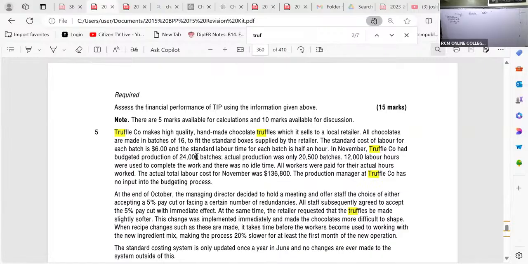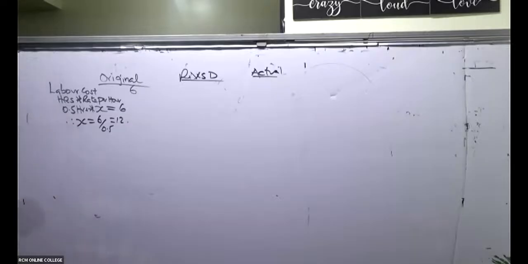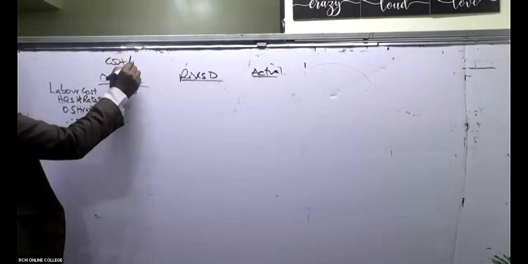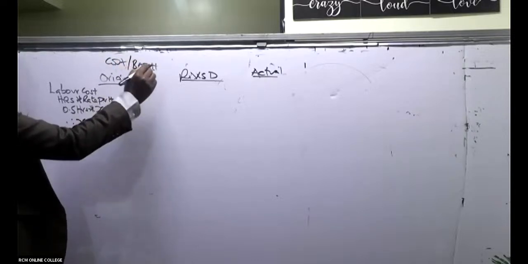Labor cost per batch is 6. And the standard labor time for each batch is half an hour. So remember here, we are doing our accounting on the basis of what? Batches. So in this case, this is cost per batch, which here is 6.